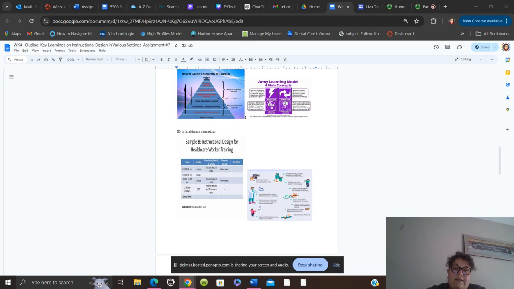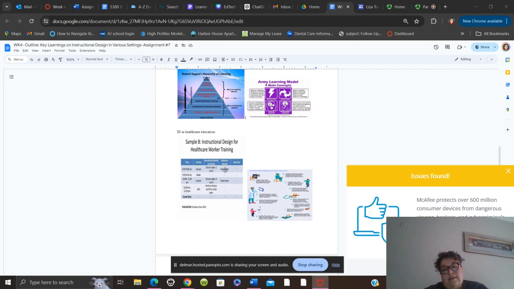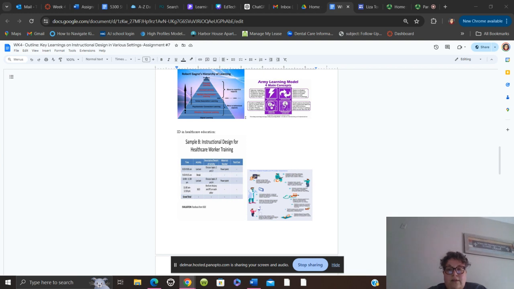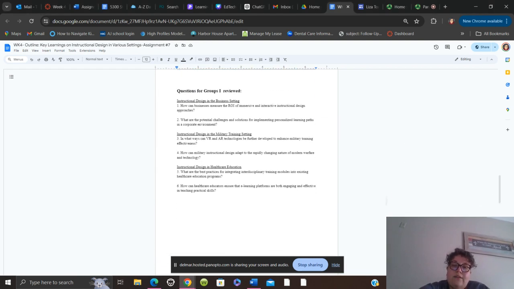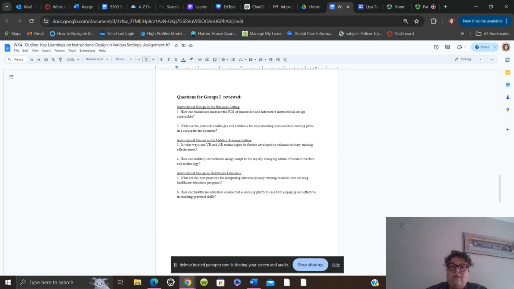Here in my last section for the healthcare worker training, I've included some steps in healthcare worker training, and this is a table that shows the time, activity, and more of an organized structure. So that concludes pretty much my outline. You can read the specific questions when you click on the link.